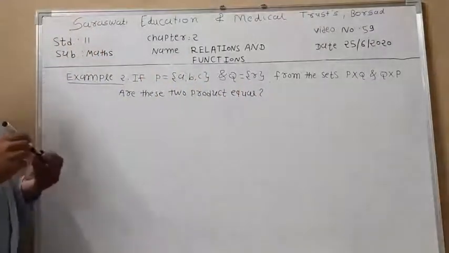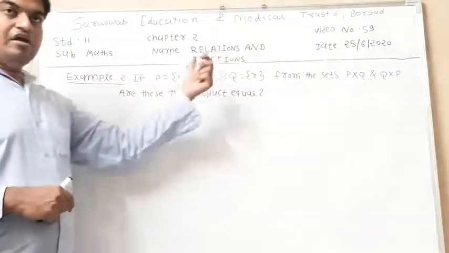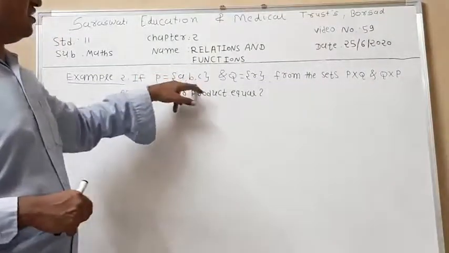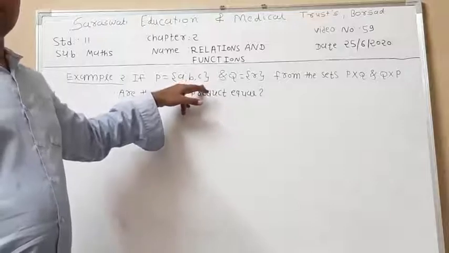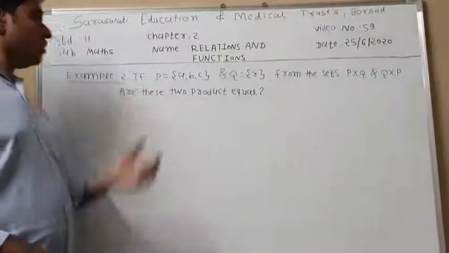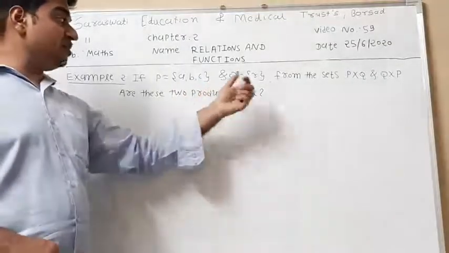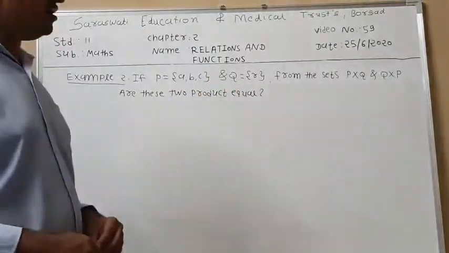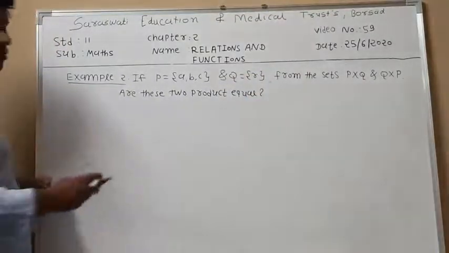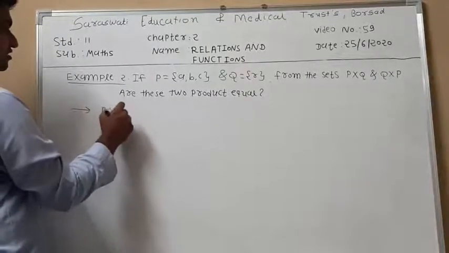Okay, so here first of all two sets are present, set P and set Q. Now in set P, three elements are present, A, B and C, and in set Q only one element is present. Now our question is, find out P Cartesian product Q and Q Cartesian product P.